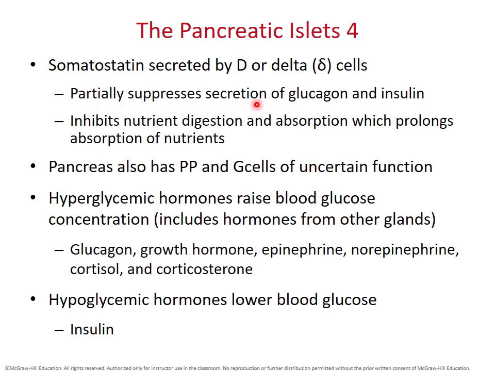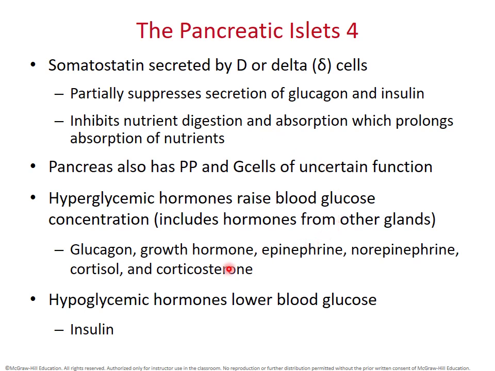It tends to suppress secretion of the other two hormones of the pancreas, and it tends to have an inhibitory effect on other parts of the body as well, especially digestion and absorption of nutrients. So just mention it again, not responsible for it because it's not on our list of terms, but somatostatin is generally an inhibitory hormone produced by the delta cells.